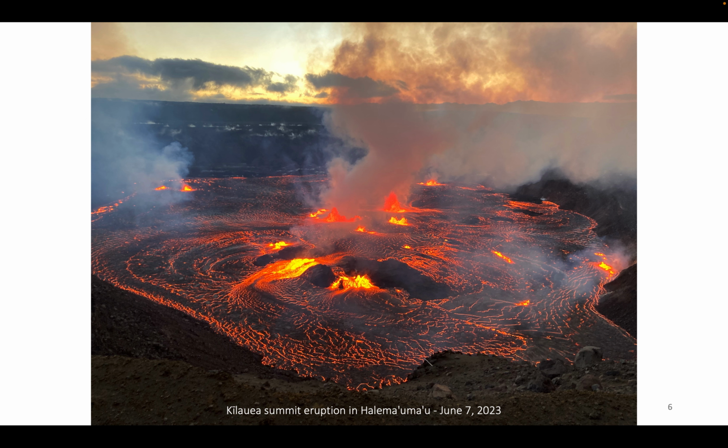If we take a closer look at the most recent eruption on Hawaii Island, we see that a summit eruption occurred at Halema'uma'u earlier this summer. This image was taken on June 7th, 2023. And the eruption itself began at about 4:44 a.m. In this image, lava is flowing on the crater floor and there are several active vent sources.